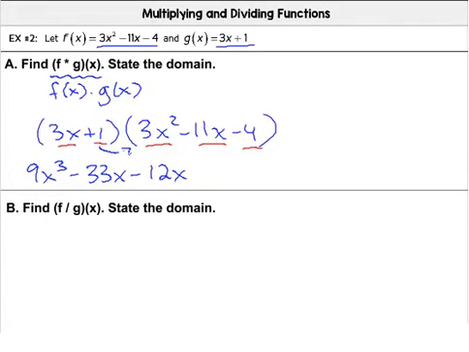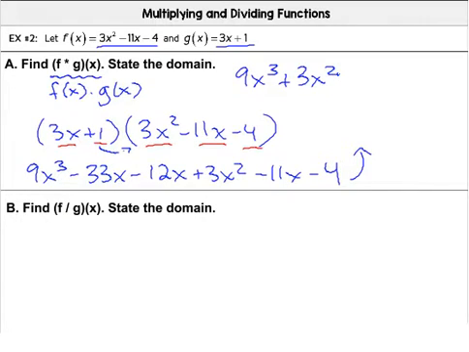So we'll do 1 times 3x squared. We'll do 1 times negative 11x. And we'll do 1 times negative 4. And we can combine all those terms together, and we would get 9x cubed plus 3x squared. The negative 33, the negative 12, and the negative 11x will all combine to make, let's see, that would be negative 45 minus 11x more, that's negative 56. And then we have the minus 4.